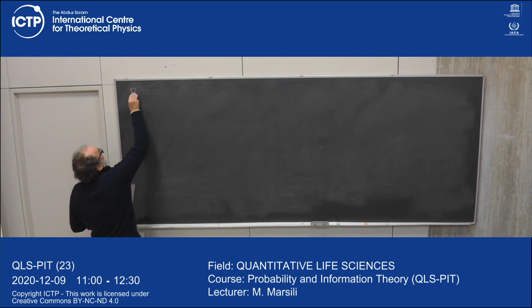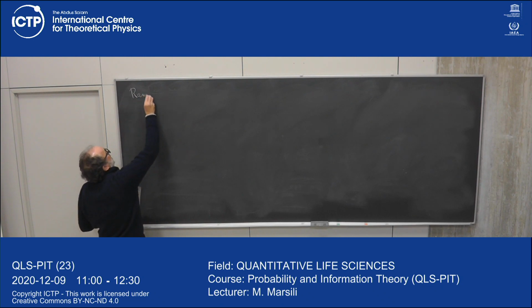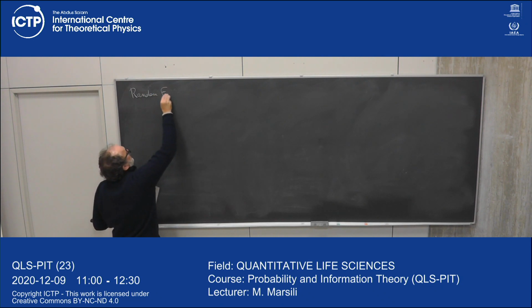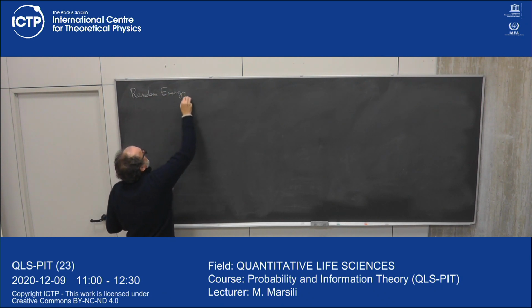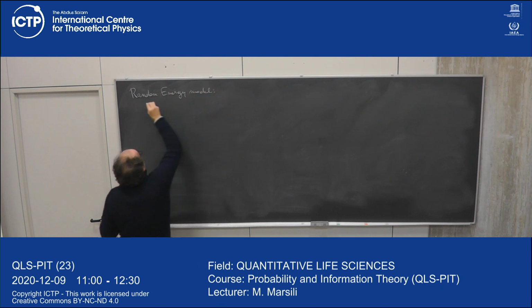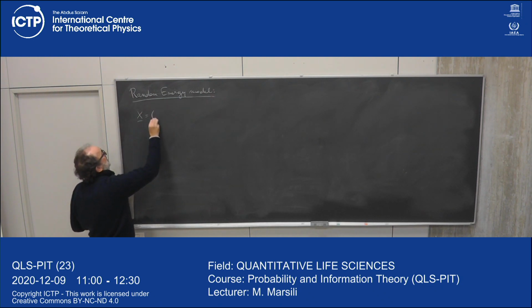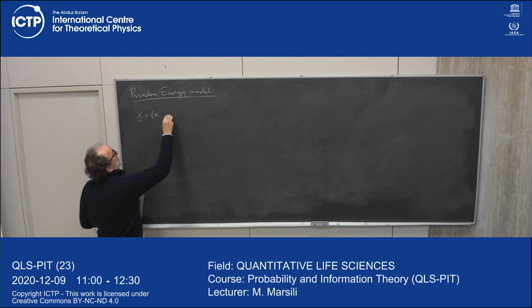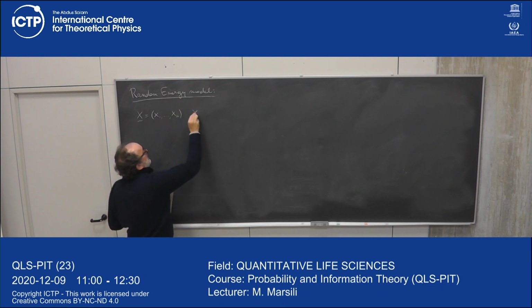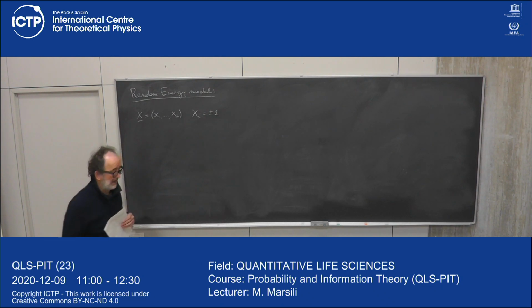So I want to describe another simple model, which is called the random energy model. So we can think again of a system of spins, a magnetic system, where this random variable takes values plus or minus 1.